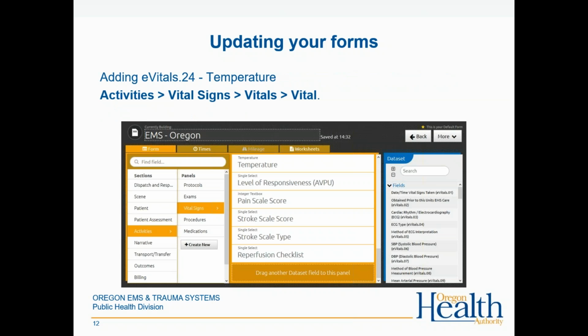So to add the temperature data element, you would search under eVitals 20 window, and that would pop up, and you can navigate to the section and the panel that you would like to locate that in on your form. Here in the Oregon form, we have this under Activities, and then Vital Signs and Vitals, and you can see we just dragged temperature into the top of the form there, or actually it's the middle. That's a scrolling window.